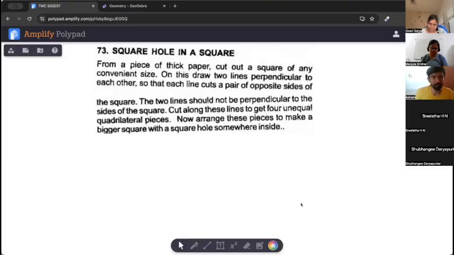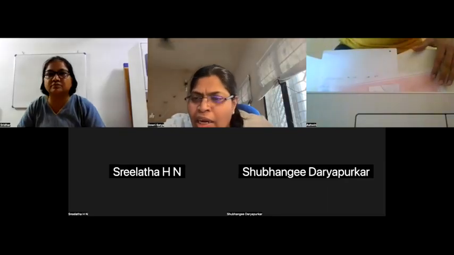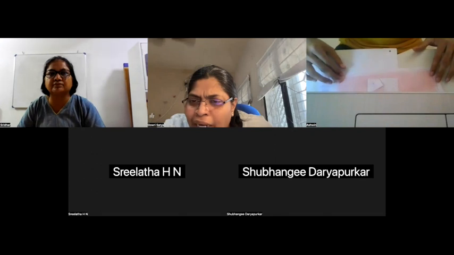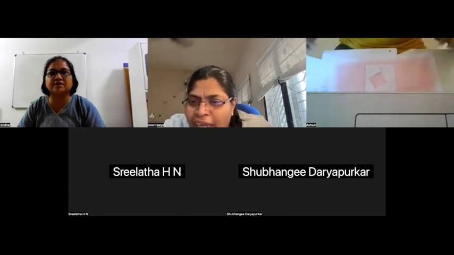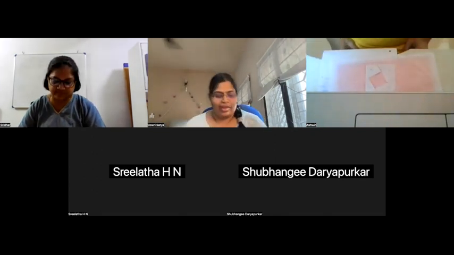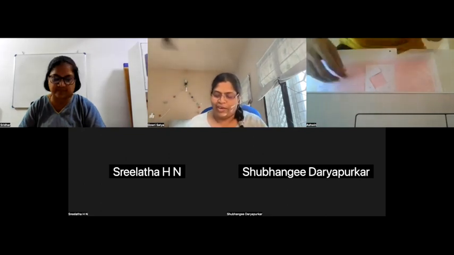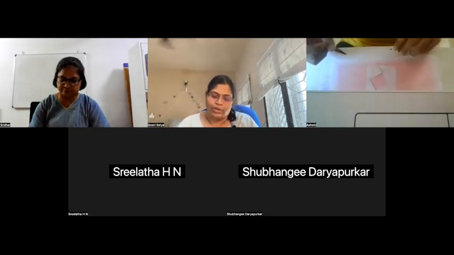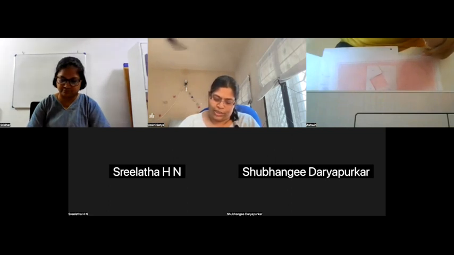So I am able to get the square with the hole in it. Oh, okay. Are you able to see it? One second. Can you see it? I can see it partly. Yes, yeah, I can see it. Super. Now I have to see why this works. Also, is there a pattern to putting it back together?